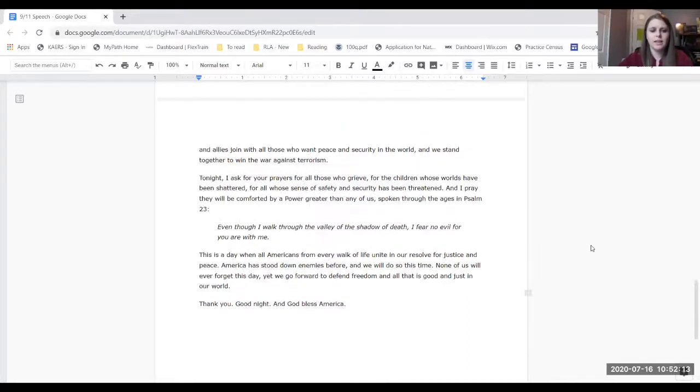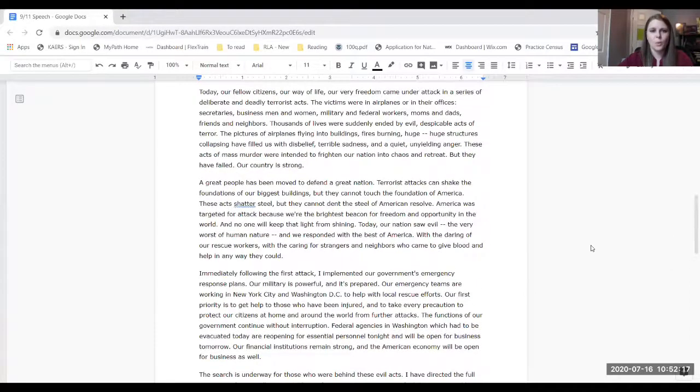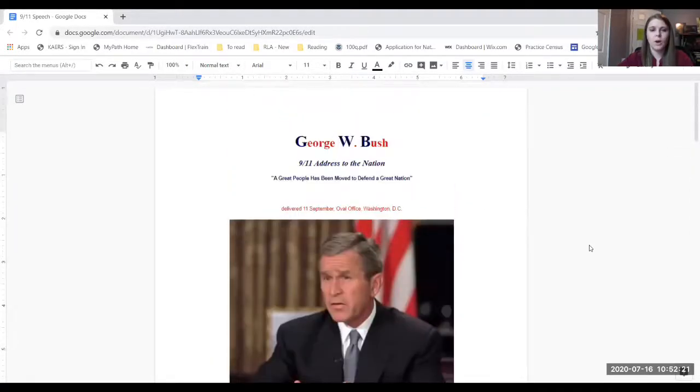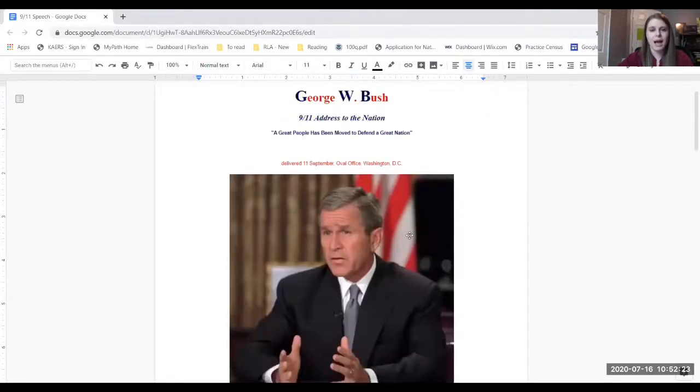So let's start thinking about our prior knowledge, our background knowledge, and guess, what do we think this is? What do we think it's going to be about? Well, between the picture and the name, I think I know that he was a president of the United States. And if I look at this date, 9/11, September 11, well, I think most Americans know what that date means. It's in reference to the terrorist attacks on September 11th, 2001, when George Bush was president.